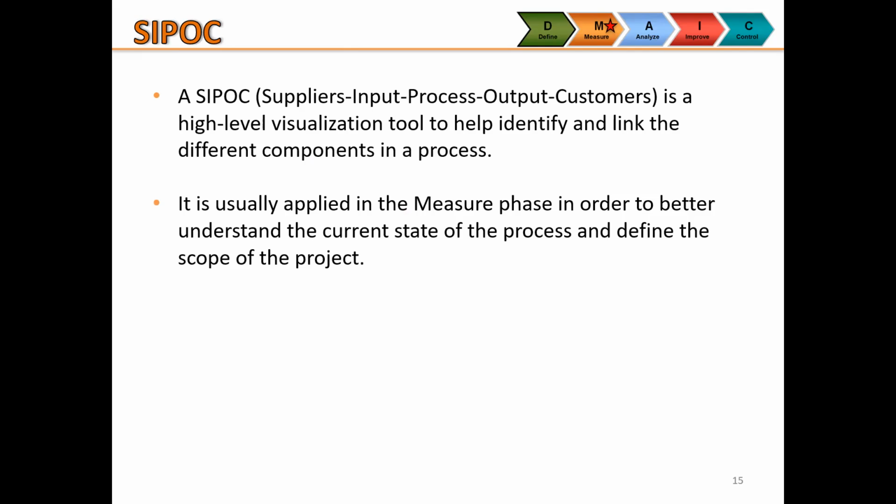All right, so another SIPOC: supplier, input, process, output, customer. It's another way to make our processes visual, right? So we can see them a lot easier. We can make decisions better. It helps identify and link different components in a process. And we put it in the measure phase because, again, we're measuring, we're learning about the current state of the process and also defining the scope of the project.